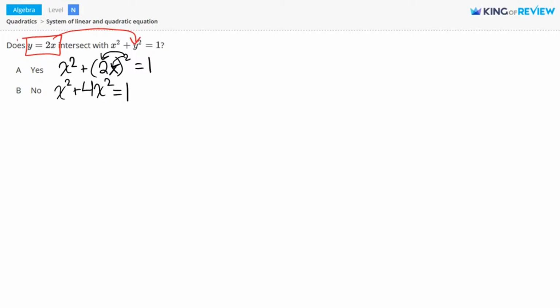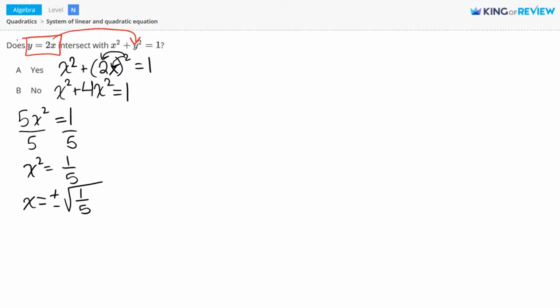Now combine like terms. 5x squared equals 1. Now we're solving for x. So I'll divide both sides by 5. I have x squared equals 1/5. Now taking the square root of both sides, I have x equals plus or minus the square root of 1/5.